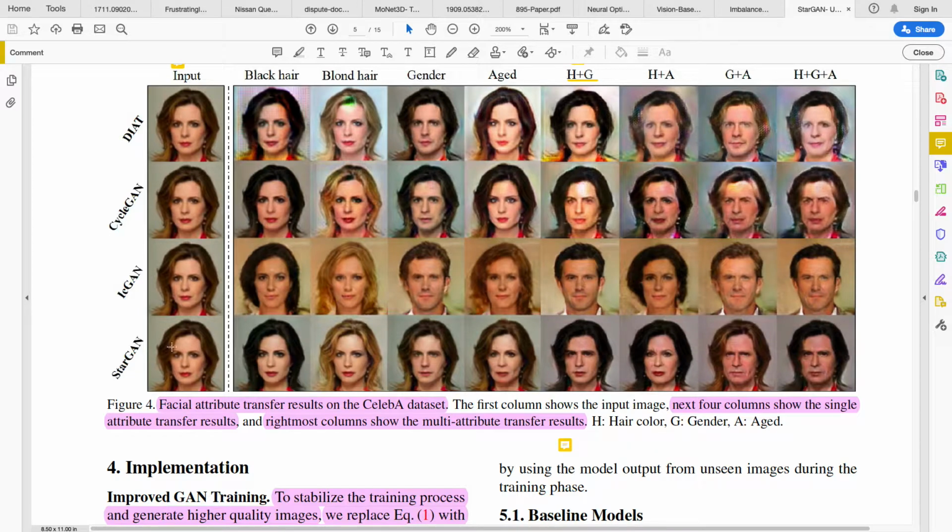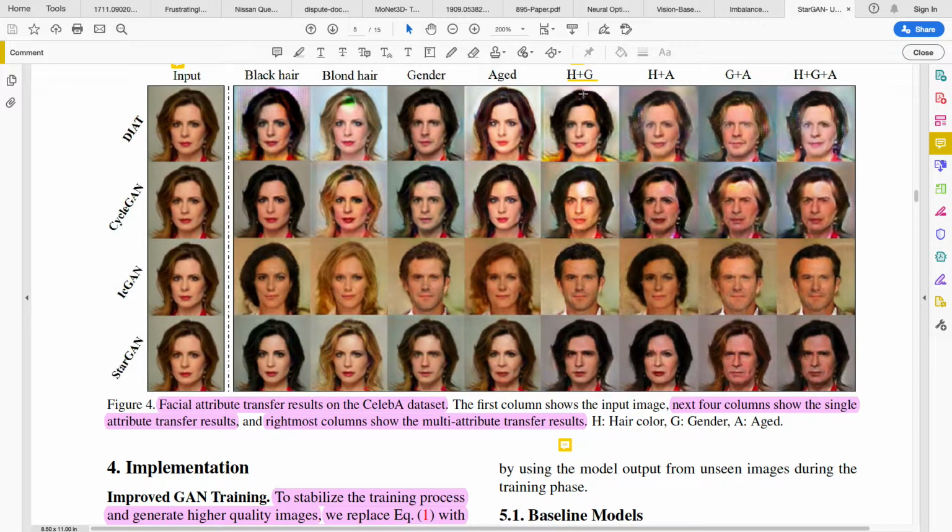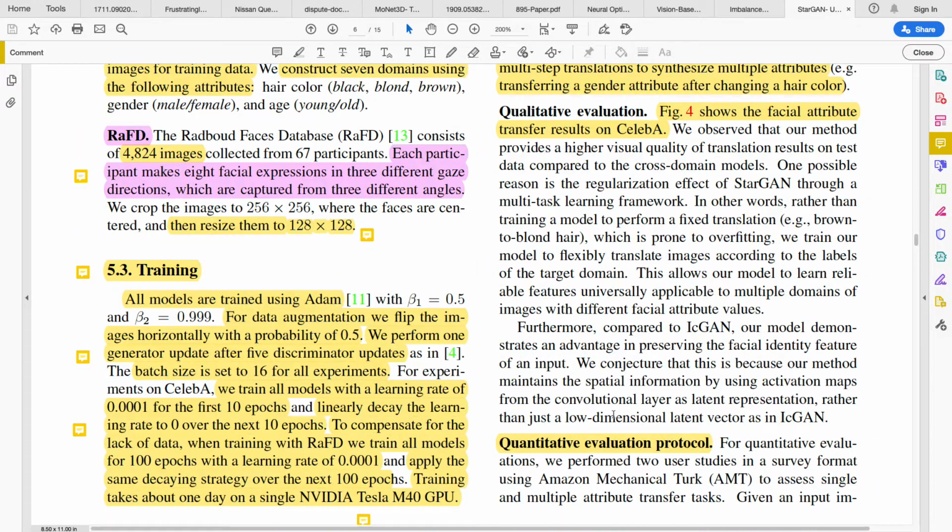So there's StarGAN, and how it can transfer. So we give you this image and we want you to generate someone with black hair, blonde hair, gender, age, or multiple attributes, multiple domains. You want somebody that has black hair and a different gender, with age, or gender and age, or all of them together. So that's what you see there.